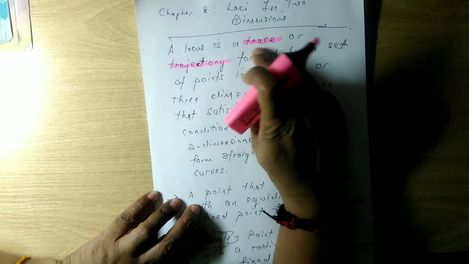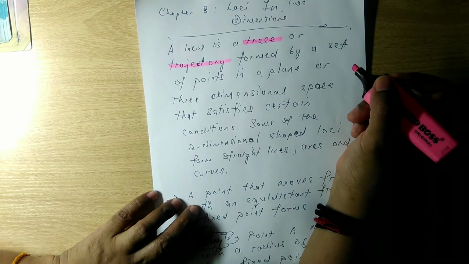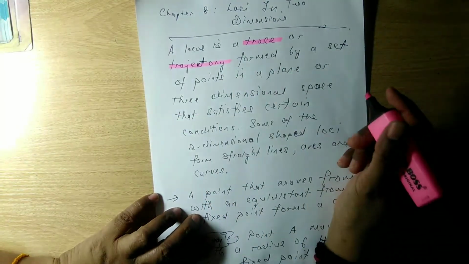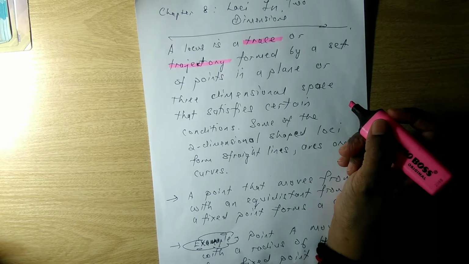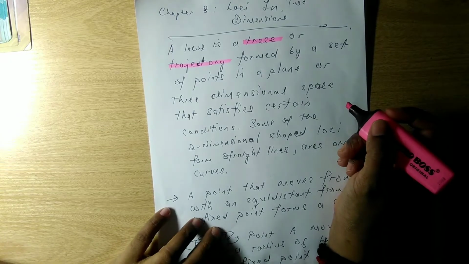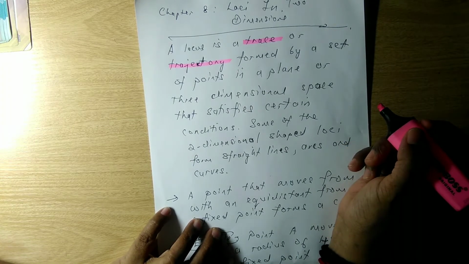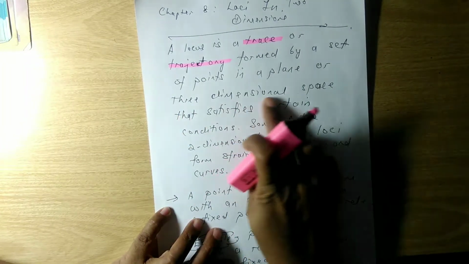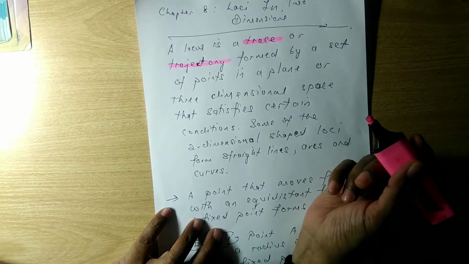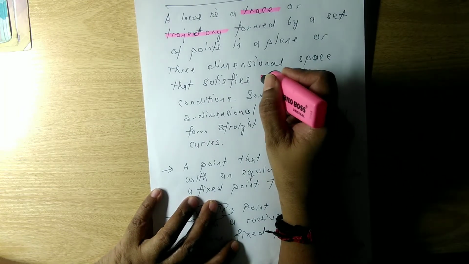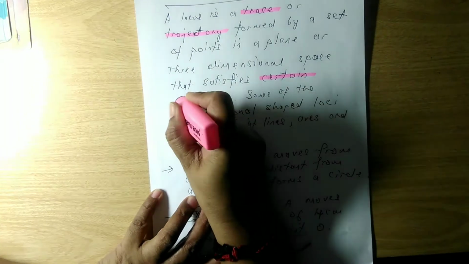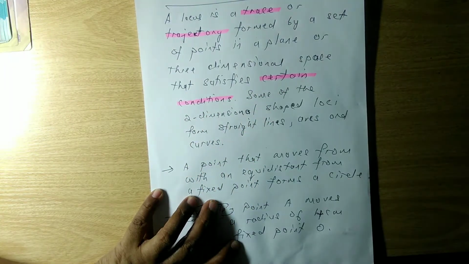Trace normally means you are moving on a horizontal straight line. Trajectory can be when you throw a ball or throw something. Before the object lands, if you notice, it follows a certain path. So that is known as its trajectory, formed by a set of points in a plane or a three-dimensional space that satisfies a certain condition. So this is fixed. Anytime the object is moving, the condition is fixed.